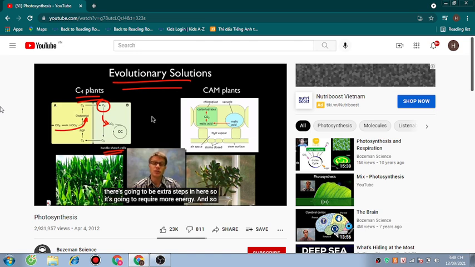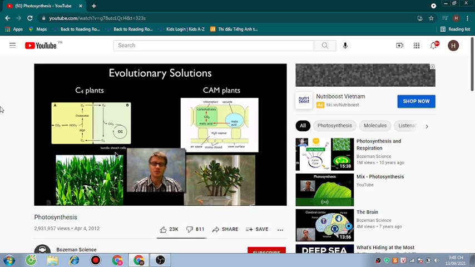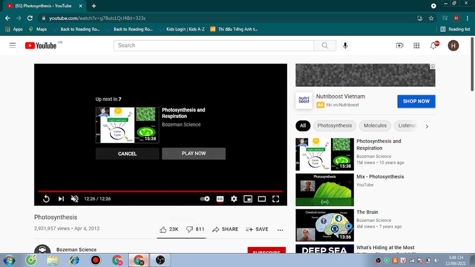Now, of course, there are extra steps in here, so we only see this in areas where it's really, really warm. An example of C4 plants that we eat and use a lot, in fact most of it is made out of this, is corn. And so that's photosynthesis and the problem of photorespiration, but I hope that's helpful. Thanks for listening.